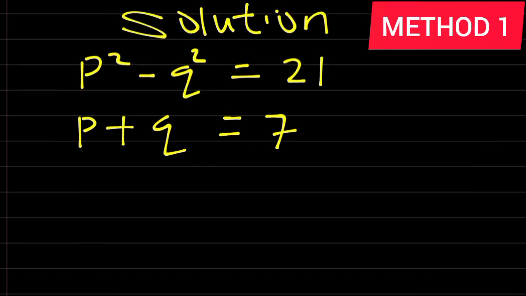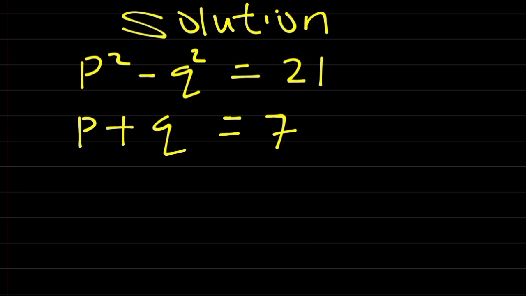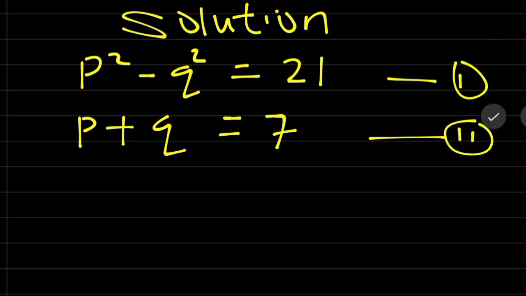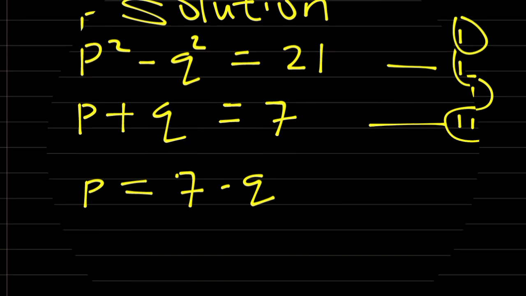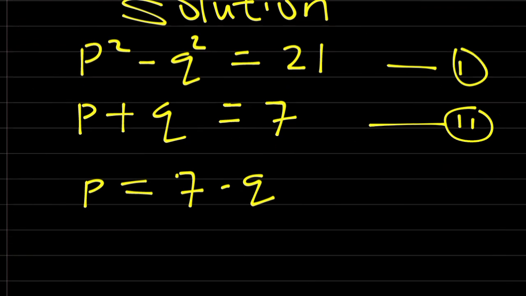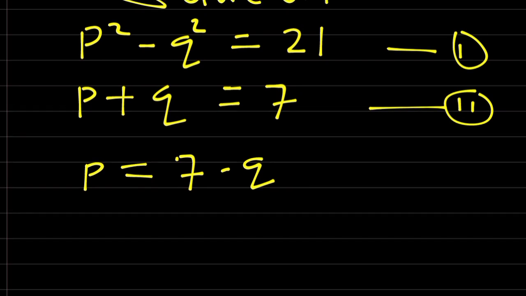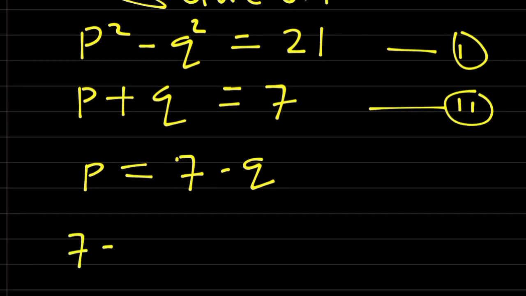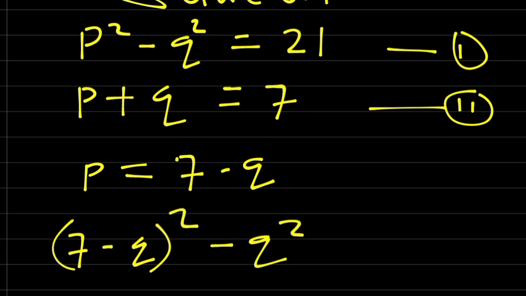The first thing we can do, we can just rearrange the linear equation and substitute it in the first equation. This is my equation 1, while this is equation 2. Let's rearrange equation 2 and make P the subject of the formula. P is equal to 7 minus Q. Anywhere we see P in equation 1, we are going to write 7 minus Q. So in equation 1, we have P squared, that is (7 minus Q) squared, then minus Q squared is equal to 21. You can see we have substituted P into equation 1.